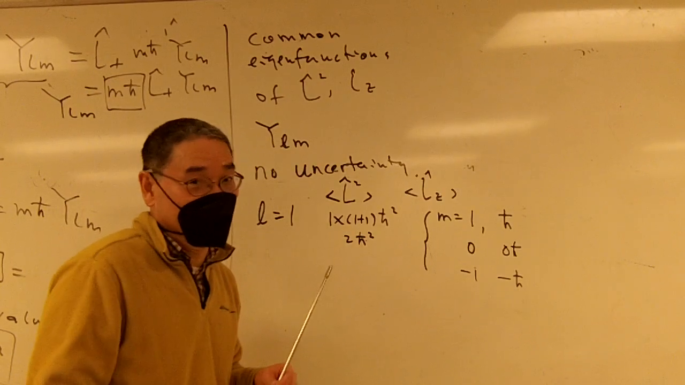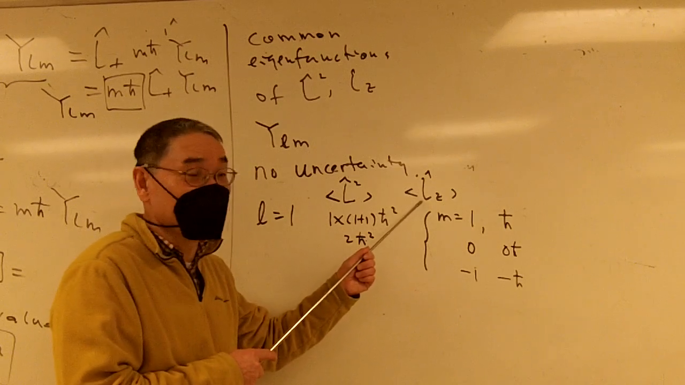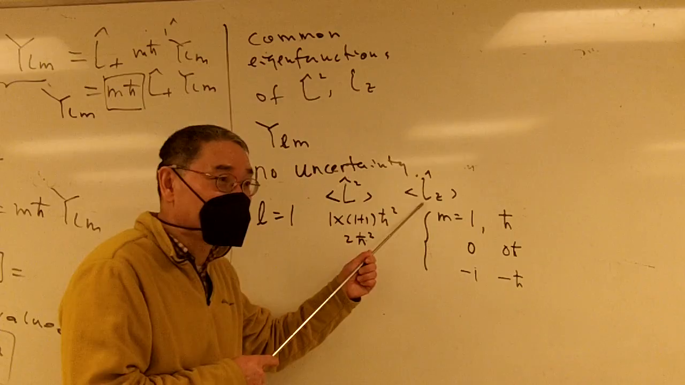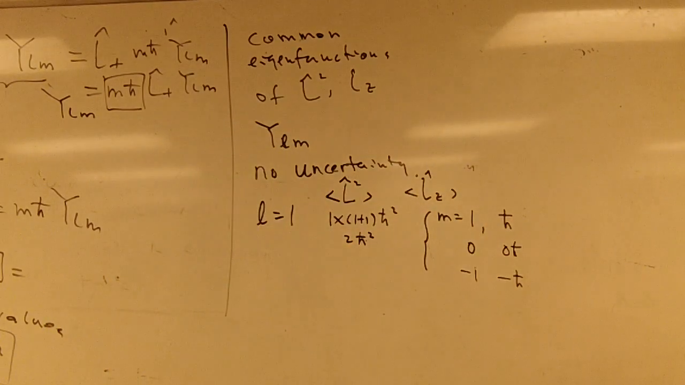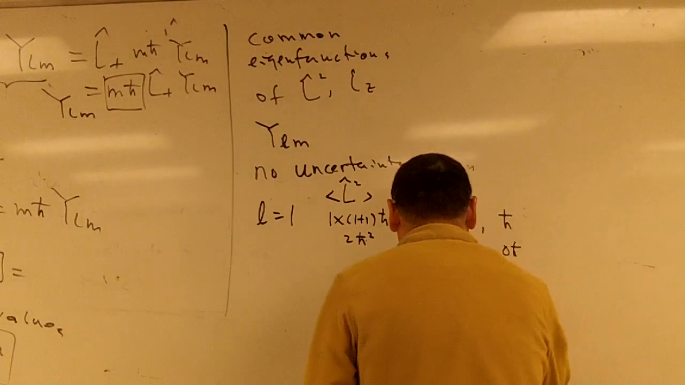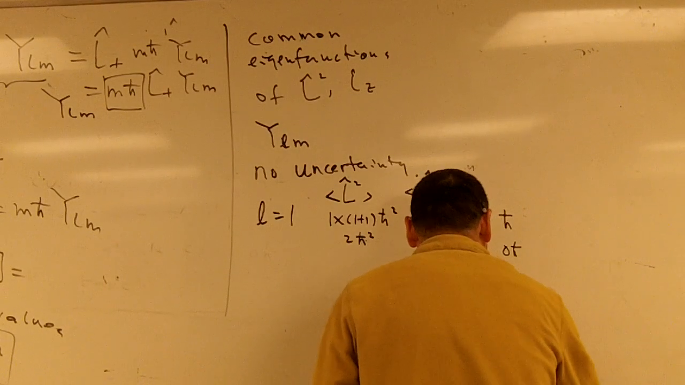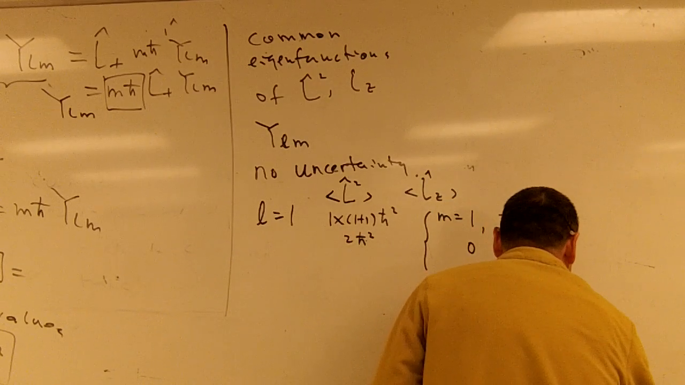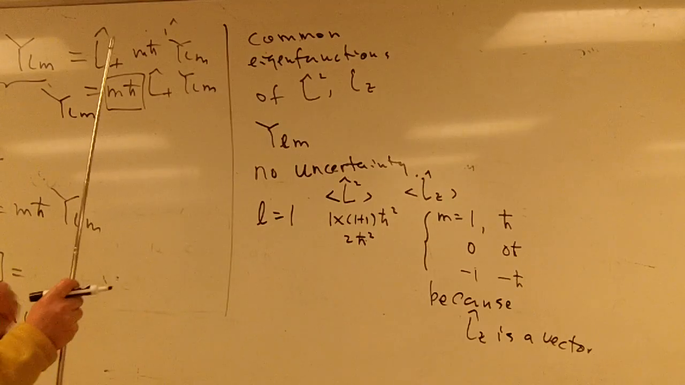Now let me give you one more hint. This Lz itself is a vector. You remember it's a vector? A vector has direction. Make sense? So now the reason why we get this is because Lz is a vector. A vector can have projections.